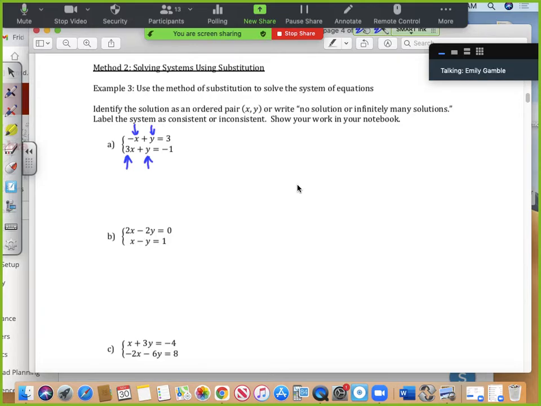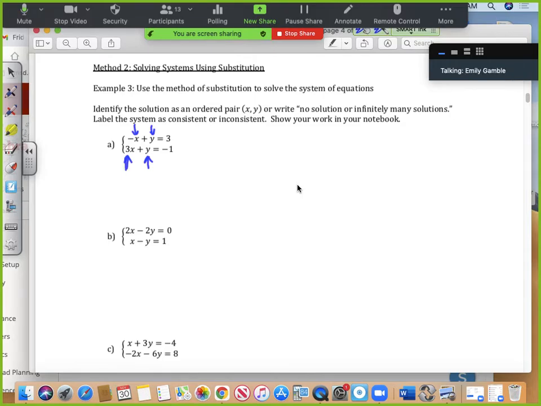Choosing one of these variables to solve for is very important because you want to make sure that you don't introduce any fractions or decimals unless you absolutely have to. Looking at these four choices, 3 of them would be fine to solve for, but one of them would be difficult because you would have to introduce fractions.